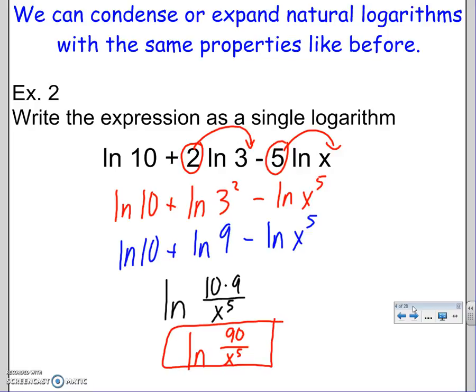All right, so I just put the numbers back up top for exponents, and then I just did the product property. If you add same bases, that's really multiplying them. And then if you subtract same base logarithms, then that's division.